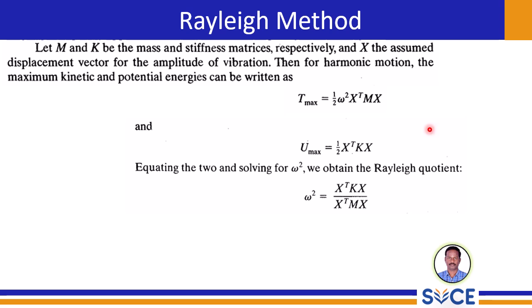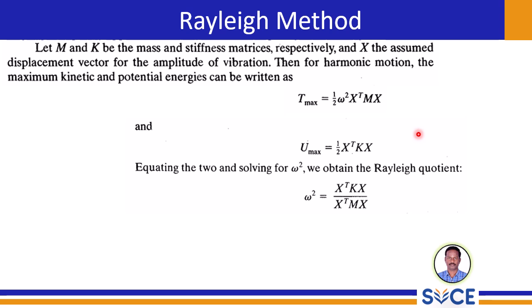Rayleigh's method is based on the basic principle that for a vibrating system in its fundamental mode, the maximum kinetic energy is equal to the maximum potential energy. Let's consider a more general approach, which is particularly useful for systems with multiple degrees of freedom.